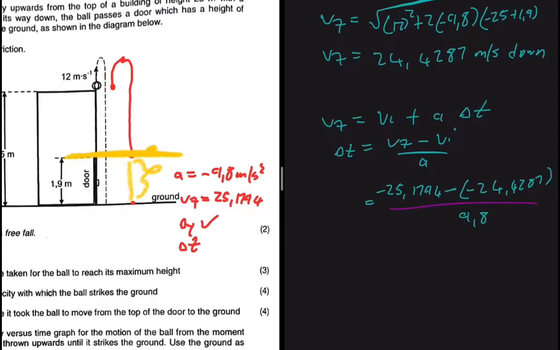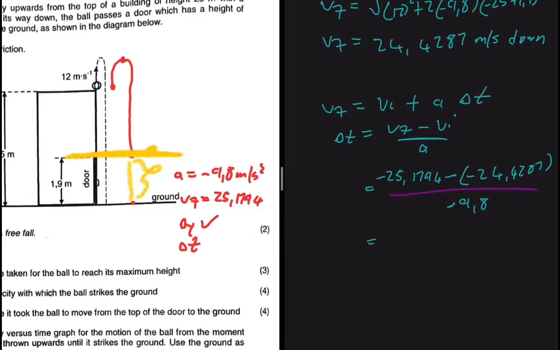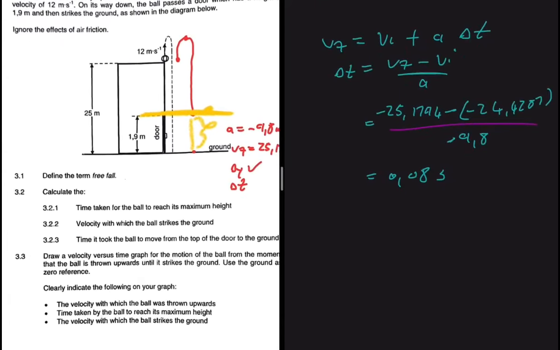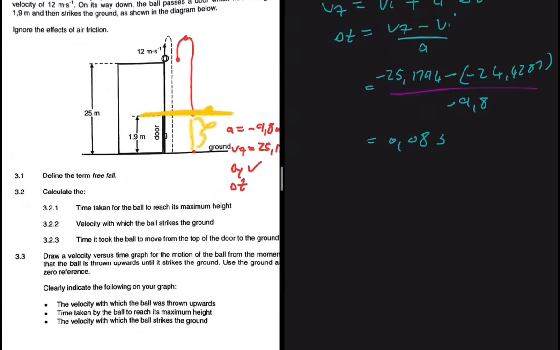So we should get a delta T, which is equal to, here we should have a minus. Let's not forget that. So our delta T is gonna be equal to 0.0... So yeah, I think we're supposed to round off to 2 decimal places, so that will be 0.08 seconds. And then yeah, that's how you solve that problem. Obviously there's other ways you can use to solve that problem, but I'm deciding to go with that one.